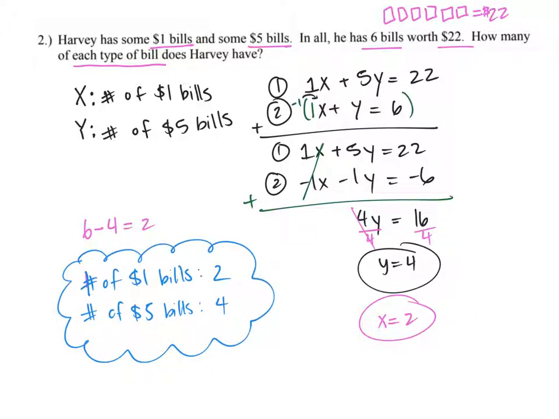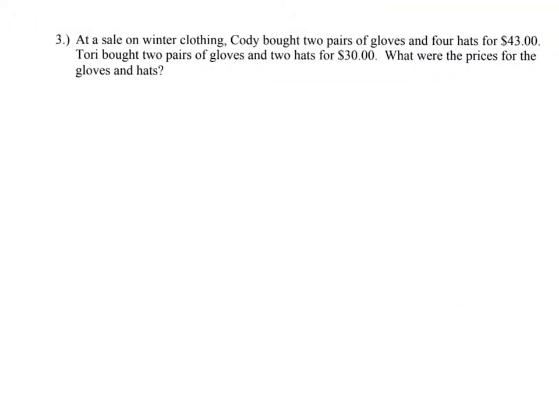So this one's a little bit easier. At least the equations work out pretty nicely. So let's do one more story problem together. It's number 3. In this story problem, it talks about these two people, Cody and Tori, and there's a winter sale for clothing. Cody bought 2 pairs of gloves, so that might be important since it's a number, and 4 hats for $43, and Tori bought 2 pairs of gloves and 2 hats for $30. And it wants to know the price for the gloves and the hat.